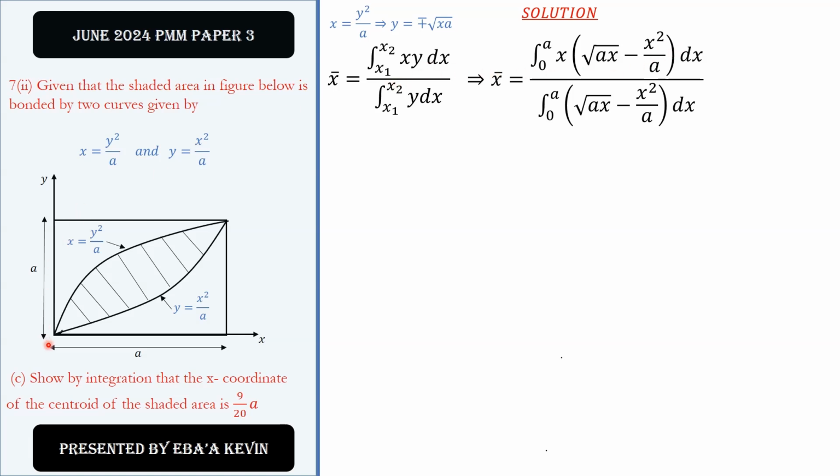Then the x. Now x1 here corresponds to 0, because in the equation the diagram was given as such. So we consider this one because the distance a automatically becomes the origin of our reference. So x is going to vary from 0 to this a value. Are we there? That is, x1 is going to be 0 and x2 is going to be a. Then all this divided by the integral from 0 to a of y dx, where y is the difference of the two functions.